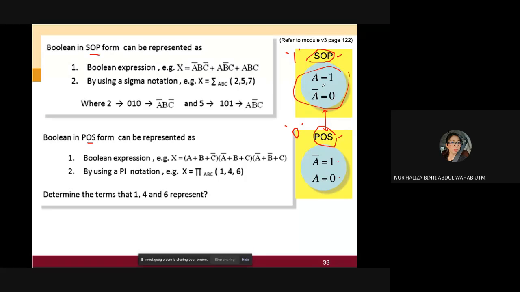Now, another differentiation is on how you're going to represent it. The Boolean expression for SOP is going to look like this: you have product terms and you will add all your terms. But for POS, your terms will be multiplied. So the expression is also different. And another one is the notation: you can have the simplified notation, but it will be different, which is sigma for SOP and pi for POS.